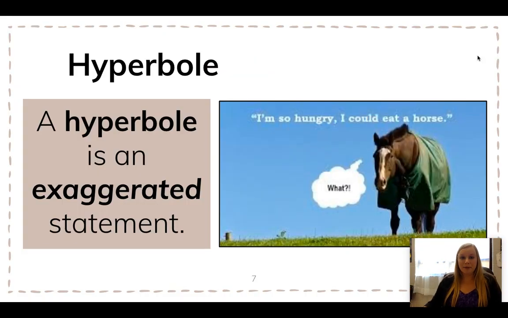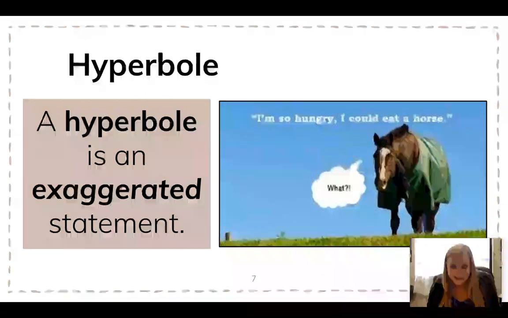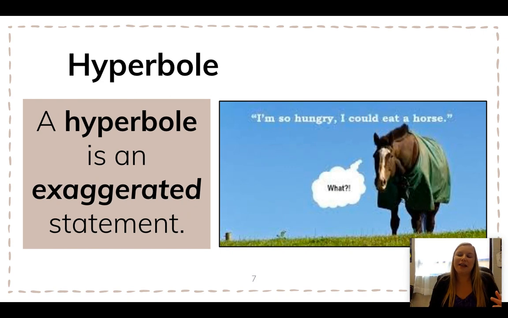Next up, we have hyperbole. Now, this is where it'll start to get tricky because hyperbole and idiom are very, very similar. There's only one teeny tiny difference between them. So just be sure you're watching out for this difference. But a hyperbole is simply an exaggerated statement. So it means it's a statement that we're not supposed to take literally. All right. That guy is ancient. I had to walk 50,000 miles to get here. Or I'm so hungry I could eat a horse. They are statements not meant to be taken literally.